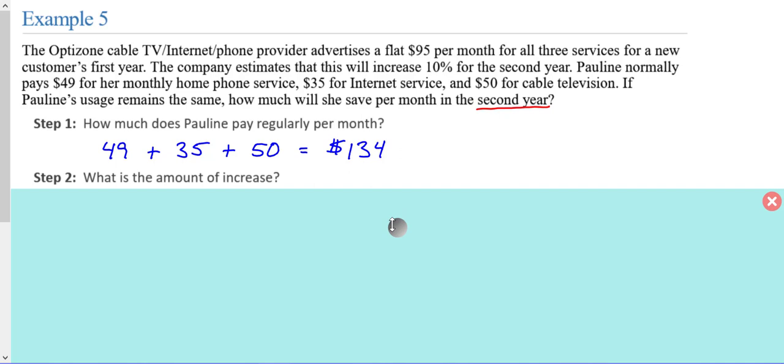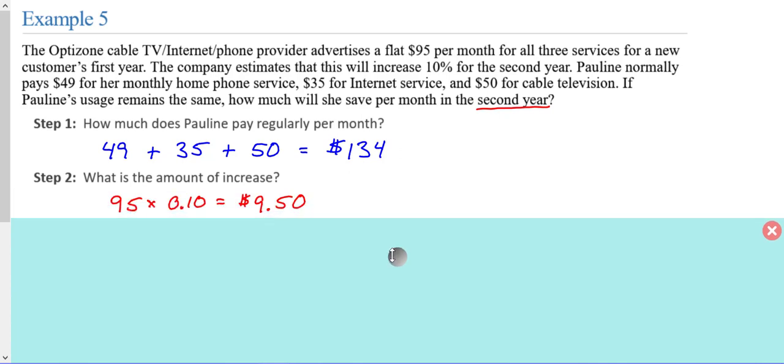Next, we want to determine the amount of increase for the Optizone cable plan. Well, it's increasing by 10%. So we need to take the $95 and multiply it times 10%. Don't forget, 10% is the same thing as saying 10 out of 100%. So you would divide and you would end up with 0.10. And when we multiplied, it would increase by $9.50.